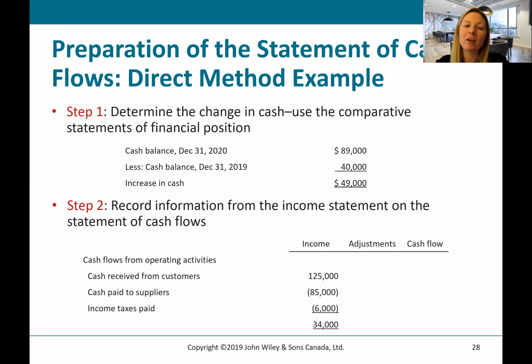And the reason that we know that also, aside from the title, is that we're not starting with net income. We're simply saying what cash did we get in and what cash did we pay out. So we're not taking an accrual basis number like net income and adjusting it backwards. We're simply starting at the beginning and saying, what did we get in and what did we pay out? That's direct.